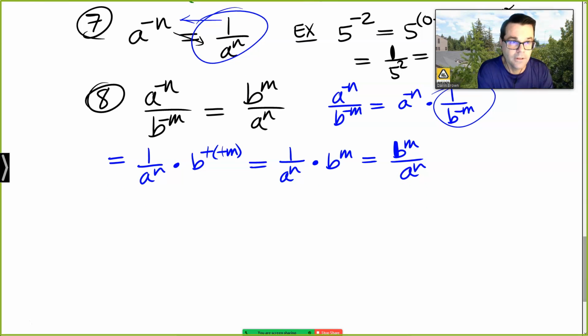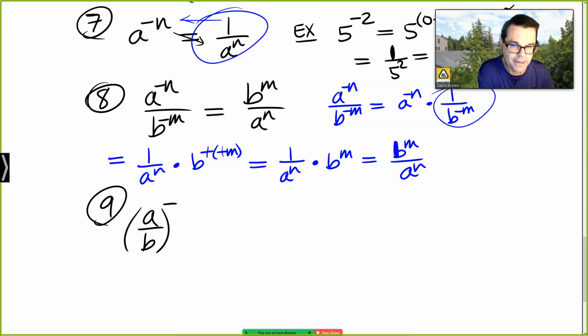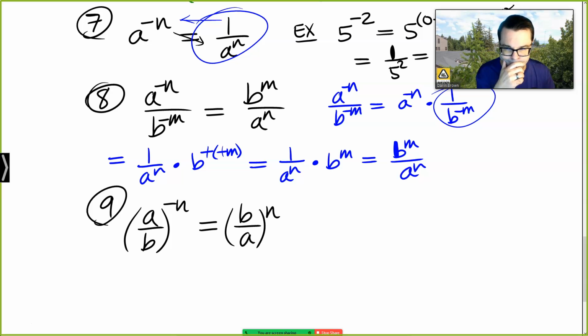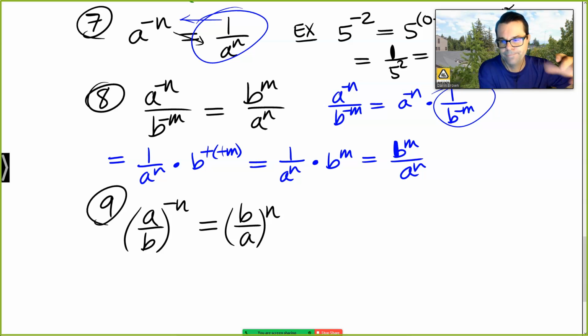The last rule, and this is the last one, says, what if you have a fraction raised to a negative power? What this says is that this is going to be the reciprocal raised to the positive power. In other words, if you're raising a fraction to a negative power, just flip the fraction. And there's a number of different ways to see this as well. We could distribute the exponent and then use the previous rule. So a to the minus n over b to the minus n, and then flip them, so it's b to the n over a to the n, and then put it back together.